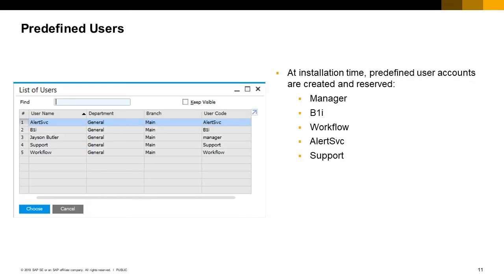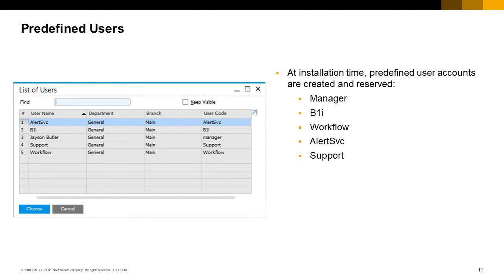When SAP Business One is installed, some predefined user accounts are created and reserved. The manager user is created when the company is first created. The B1i user is created when the integration framework of SAP Business One is selected for installation. This is the technical user account used internally by the integration framework to connect to SAP Business One. The workflow user is created when the workflow service is installed. The workflow service allows companies to design and execute standard business processes consisting of tasks and business logic. The workflow user is used to connect from the service to the company database.